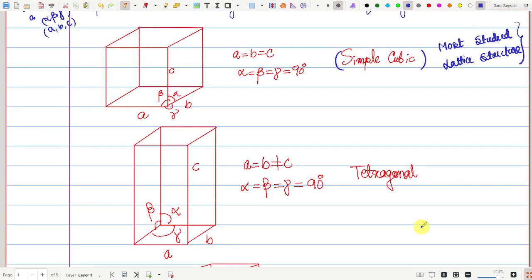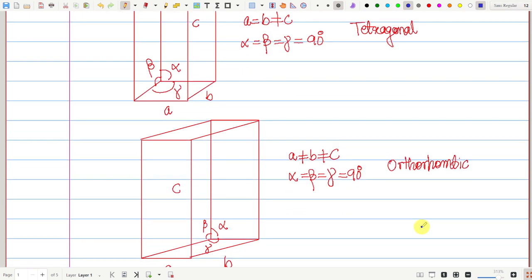What is tetragonal? It is like one face is square, the other face is not. So a equals b, but it's not equal to c, but all the angles are 90 degrees. It's like a parallelepiped, like a cuboid where one face is a square. So this is called tetragonal. Then we move to the next.